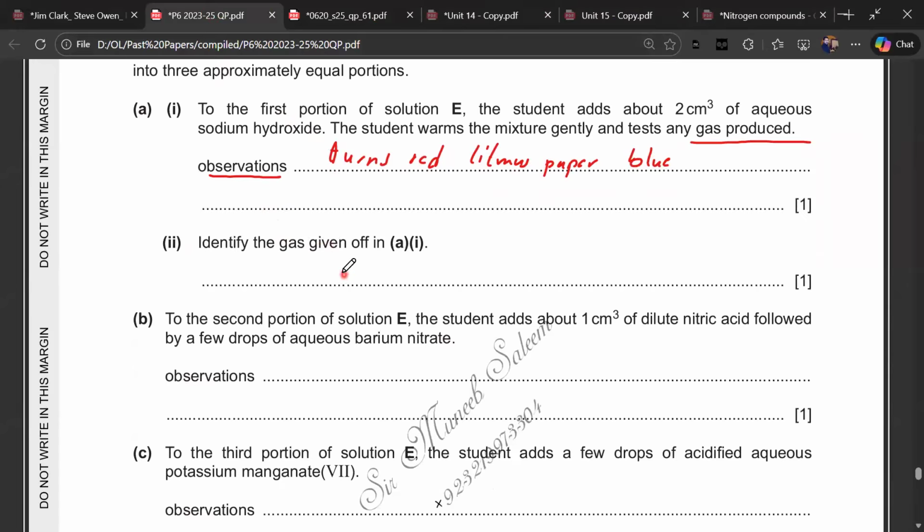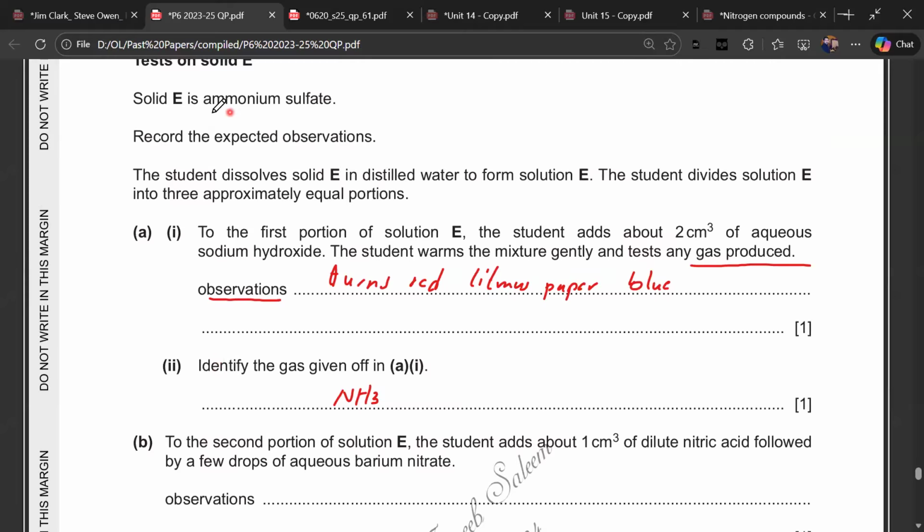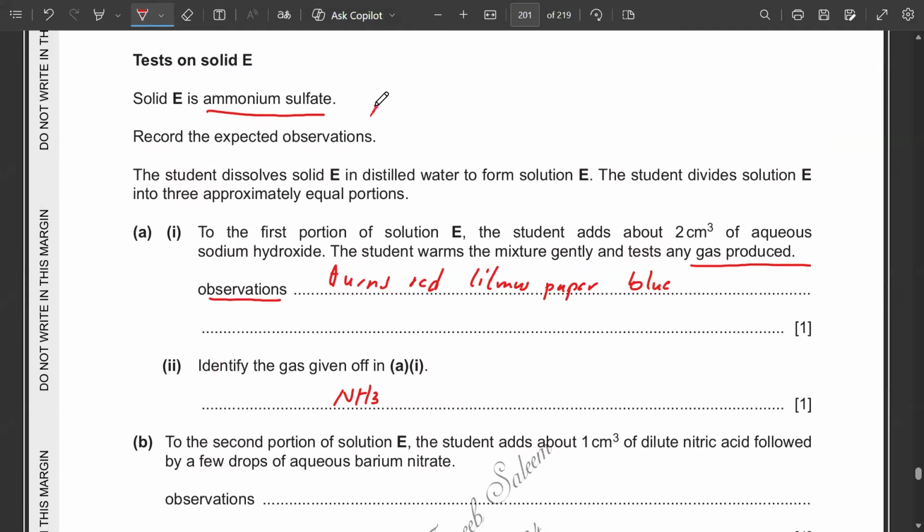And identify the gas, it's ammonia. B part, to the second portion of solution E, the student adds about 1 cm cube of the dilute nitric acid followed by a few drops of aqueous barium nitrate. Give observations. So the compound in our subject is ammonium sulfate, and if you remember, ammonium sulfate is (NH4)2SO4. This is the formula of ammonium sulfate.